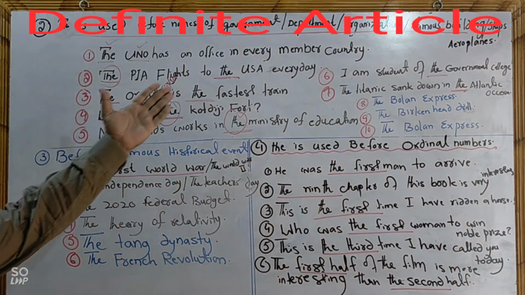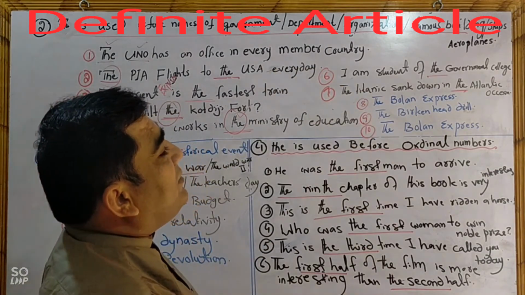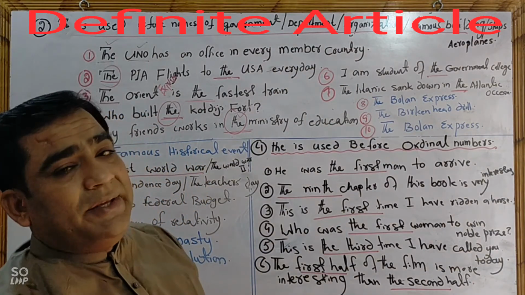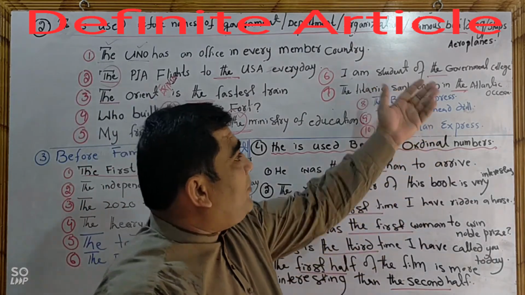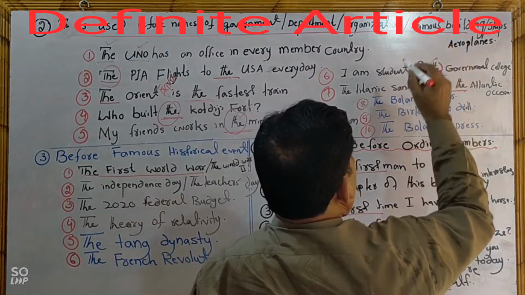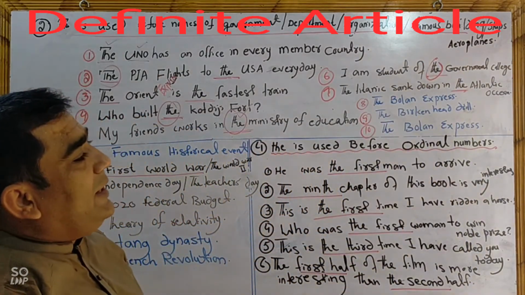Second rule, yes, some remaining sentences are there. I am a student of the Government College. Government College is maybe a building, maybe a department. That's why we put the definite article there. The Titanic sank down in the Atlantic Ocean.